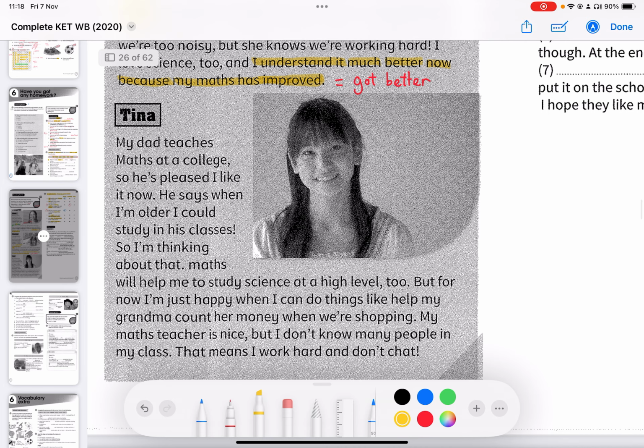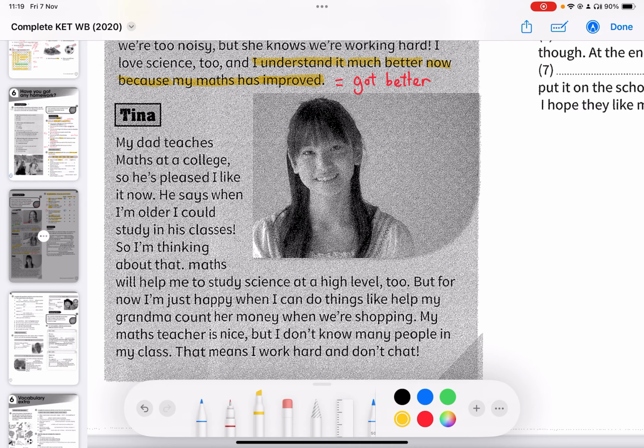Let's continue with Tina. My dad teaches maths at a college, so he's pleased. I like it now. He says, when I'm older, I could study in his classes. So I'm thinking about that. Maths will help me to study science at a high level too. But for now, I'm just happy when I can do things like help my grandma count her money when we're shopping. My maths teacher is nice, but I don't know many people in my class. That means I work hard and don't chat.